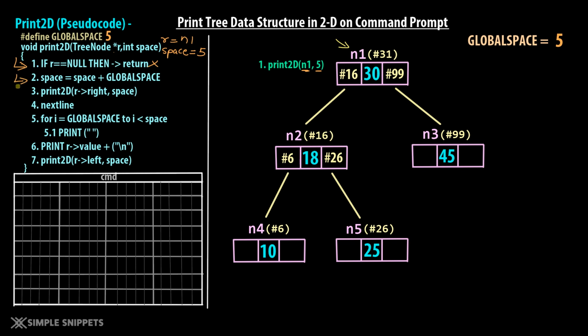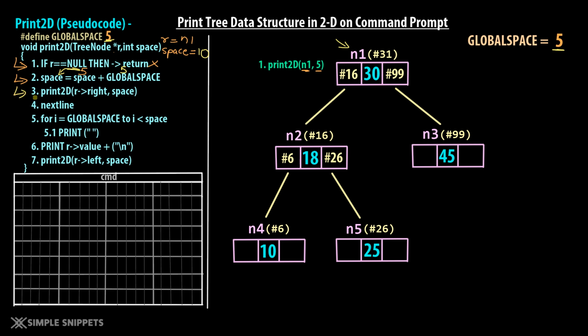So now we will proceed to step 2. At step 2 we are saying space is equal to space plus global space. The current value of space that we just passed is 5. Now we are adding global space to it, which we defined as 5, and it is constant, it's not going to change. So 5 plus 5 gives you 10 and you store that again into the space variable itself. So now the space variable is modified and it becomes 10. So far so good, let's move forward.